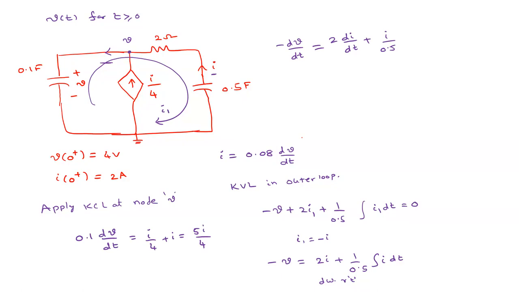In place of dv by dt, I by 0.08. So we know that I equal to 0.08 dv by dt. So by doing this, what you will get? Minus dv by dt equal to 2 into di by dt. So di by dt of this one is 2 into 0.08, which is 0.16 d square V by dt square, and this is 1 by 0.5, that means 2i, so 2 into 0.16 dv by dt.